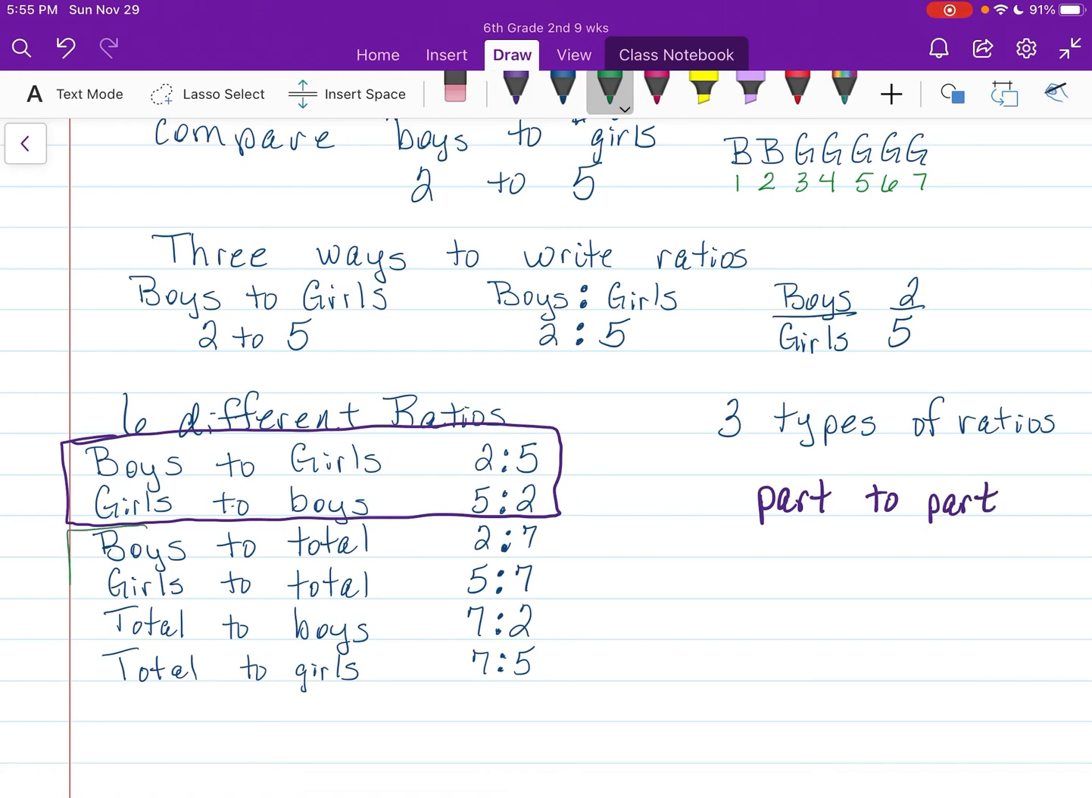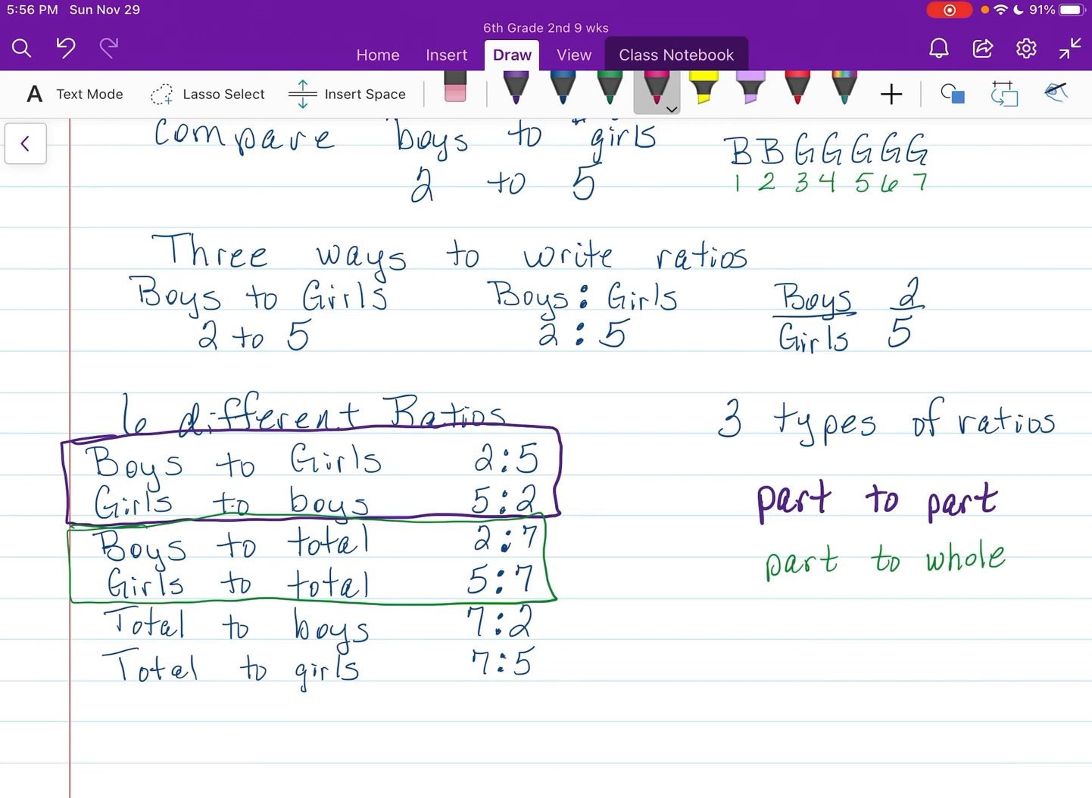The second 2, the boys to total and the girls to total, those are a part to whole ratio. So the total represents the whole thing. So we could have said students there, right? And that would represent whole as well.